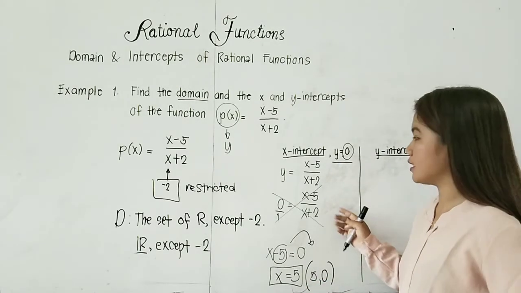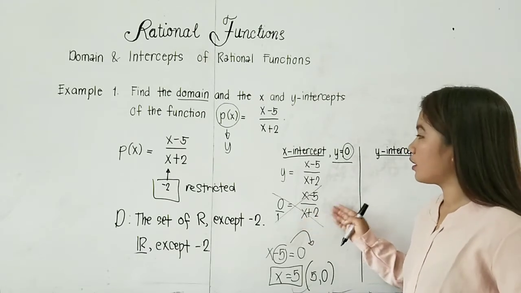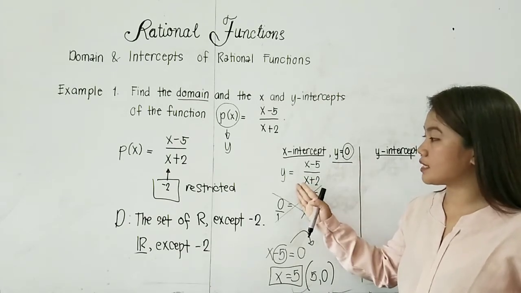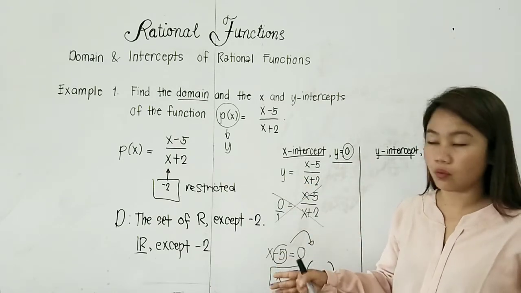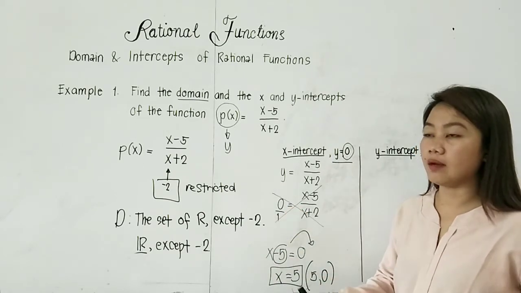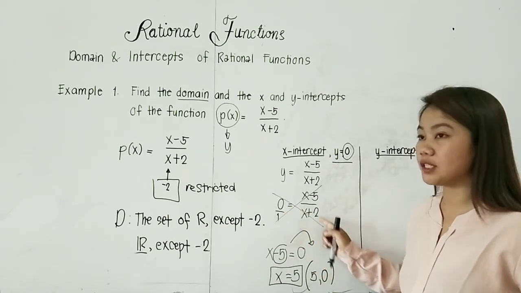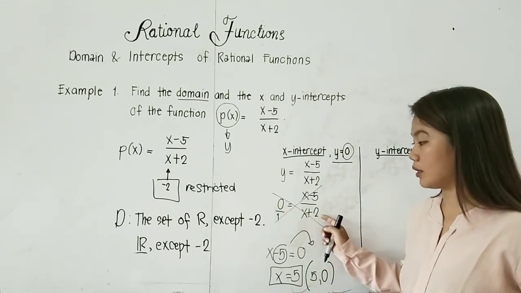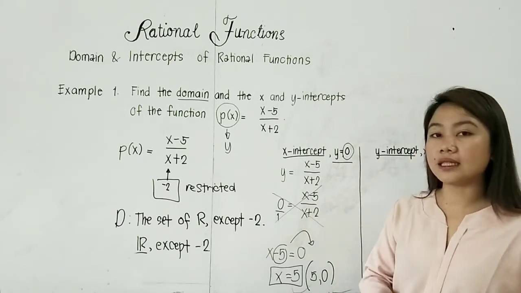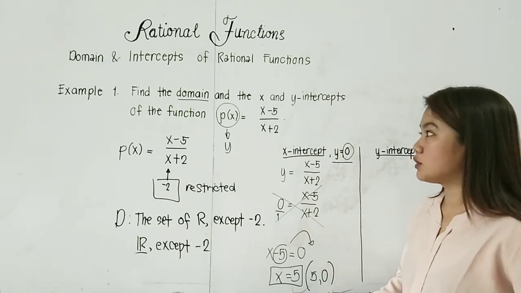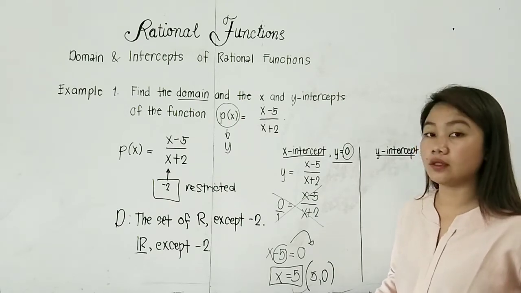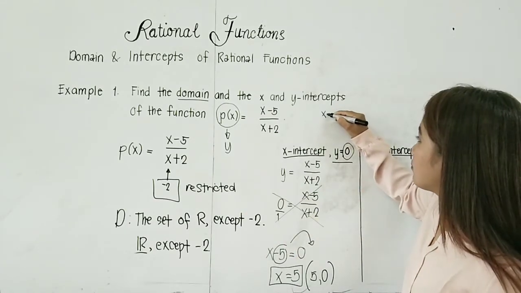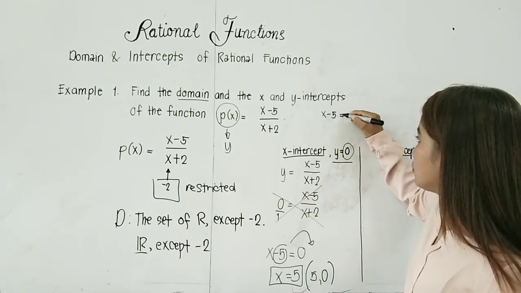Now let's go back to the process. Since in finding the x-intercept, we are substituting 0 to our y, our left side of the equation is always equal to 0. And we always end up multiplying 0 by the denominator, in which the result is always equal to 0, because 0 times any number is equal to 0. Now the shortcut is, we will just have to equate our numerator to 0. So our numerator is x minus 5. So x minus 5 equals 0.